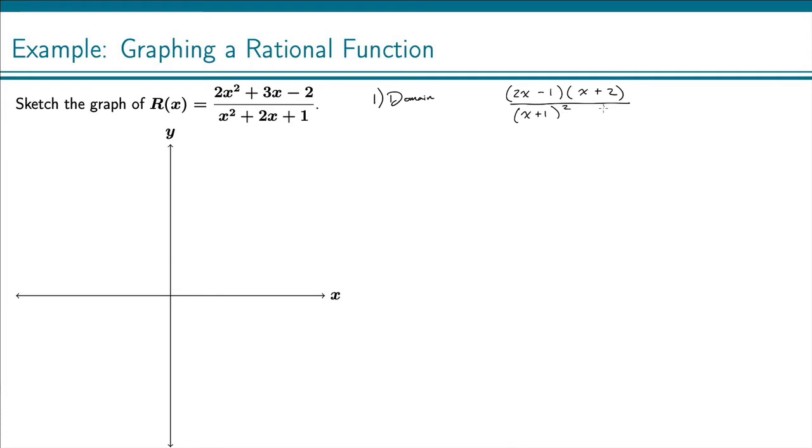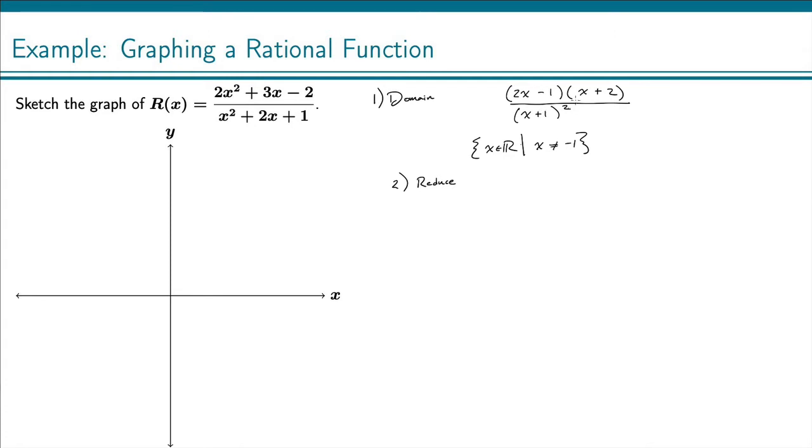So our domain is everything except for whatever makes the denominator equal to 0. So x plus 1 can't be 0, so x cannot be negative 1. Our domain is the set of all real numbers such that x is not equal to negative 1. So that's our domain.